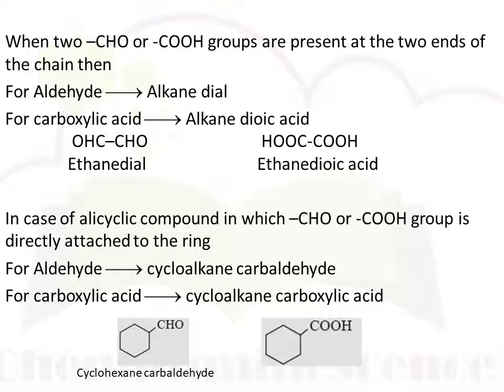Let's see another example. The ring on which a carboxyl functional group is present is a 6-member ring if you count 1, 2, 3, 4, 5 and 6. It is a cyclic ring, hence use the word cyclo, then the name of the alkane having 6 carbons, which is hexane, and use the words carboxylic acid at the end. Hence the name of this compound is cyclohexane carboxylic acid.